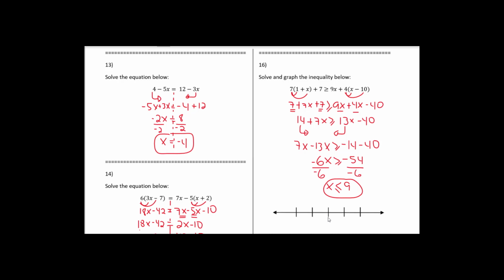So that means we're going to graph by putting the 9 in the middle, 10 and 11, and then here will be 8 and 7. And then put a filled circle on top of the 9 because our inequality sign has a dash and it's pointing to the left, so we're going to go to the left. And that's our inequality. Let's go on to the next problem.